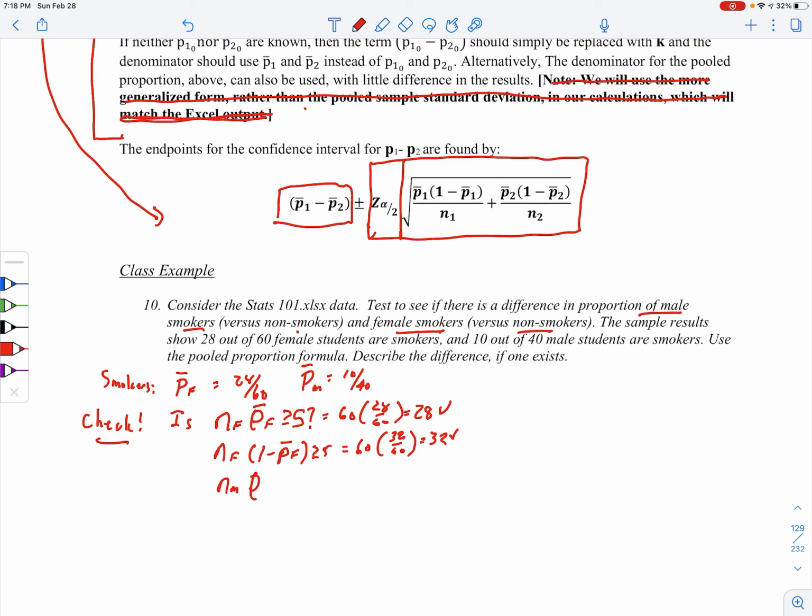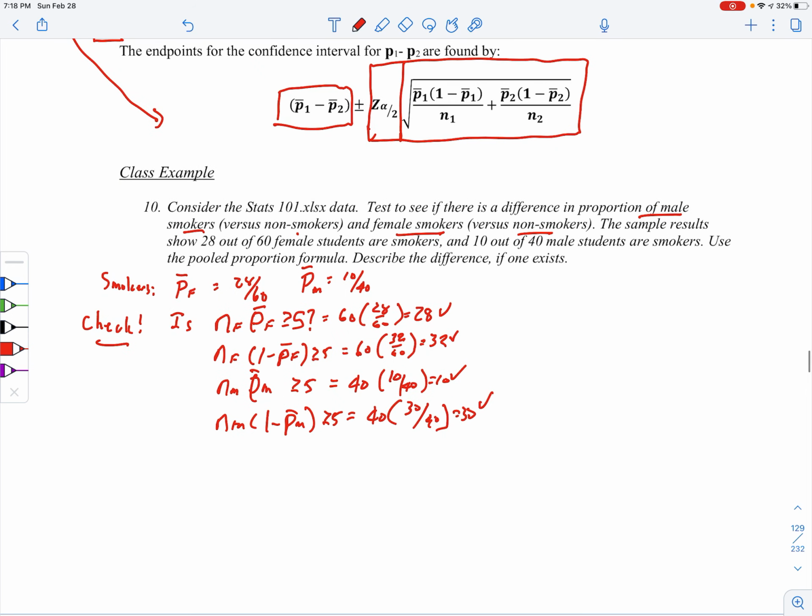And then we have to do the same for the males. So we've got here, let's do it this way. Is that at least 5? And so we're going to have here 40 times 10 out of 40, which is equal to 10. Check. And then N_M times 1 minus P bar M, is that at least 5? And that is 40 times, well, whatever's left over, which is 30 out of 40. And so that turns out to be 30. So check, check, check, check. And we are good to go.